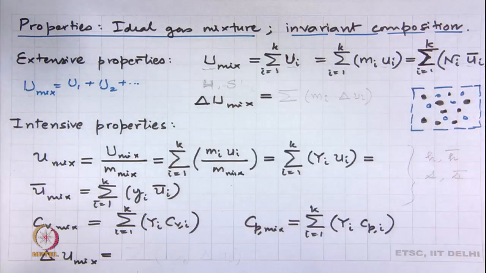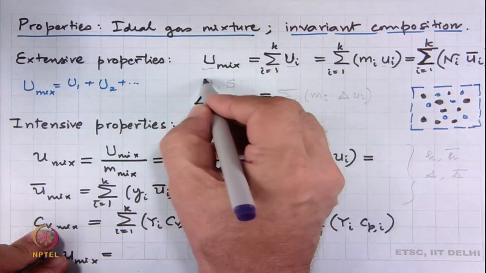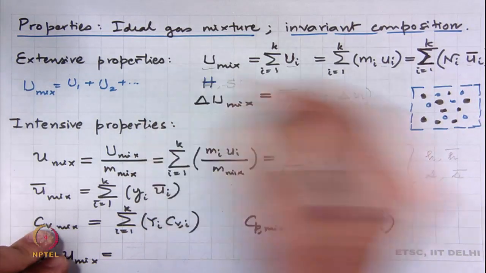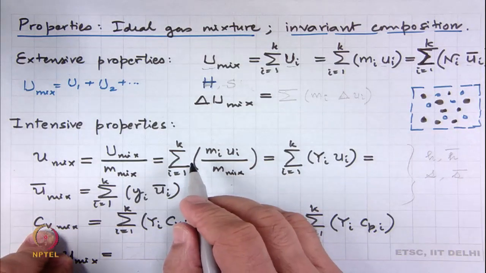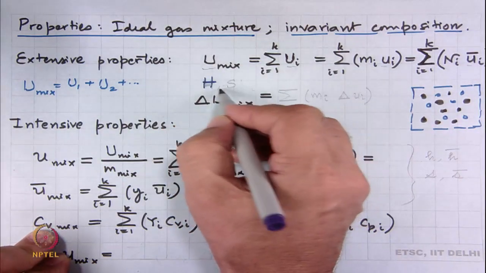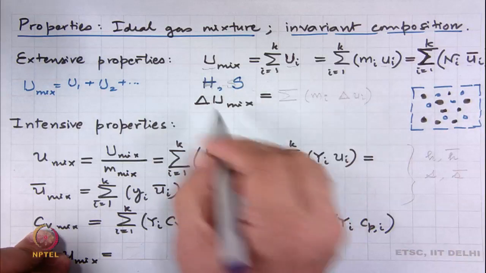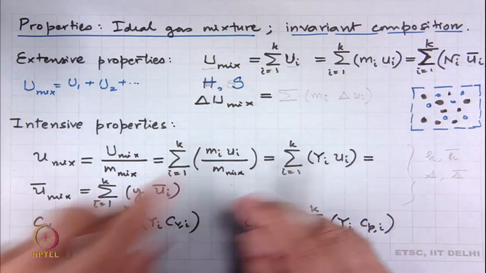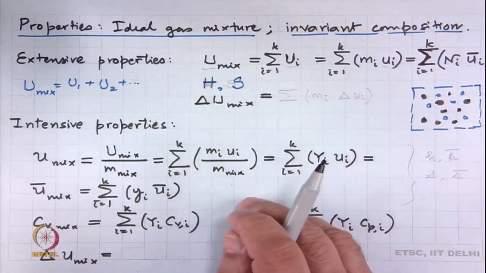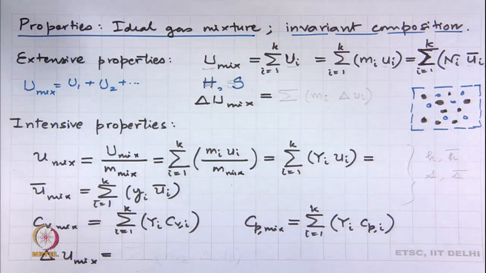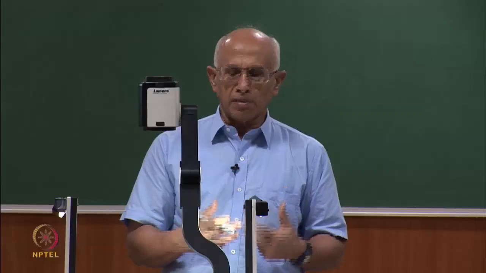In the same way, we can substitute for U by H and we get the enthalpy of the mixture, and you can substitute U by S and get the total entropy of the mixture. Both these are nothing but sums of the respective property contributed by every component in the mixture.